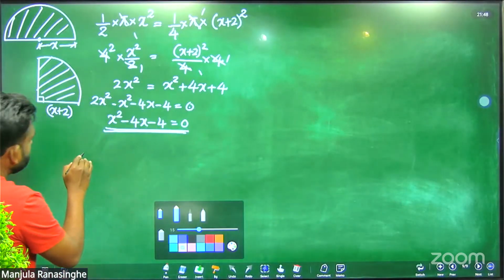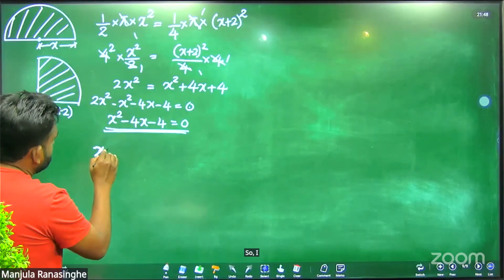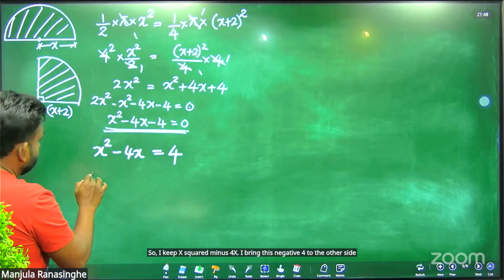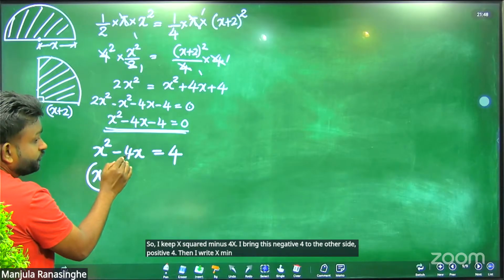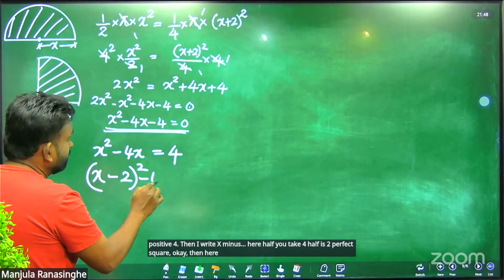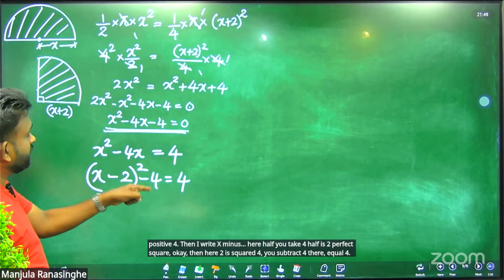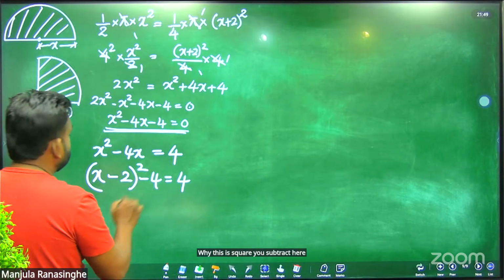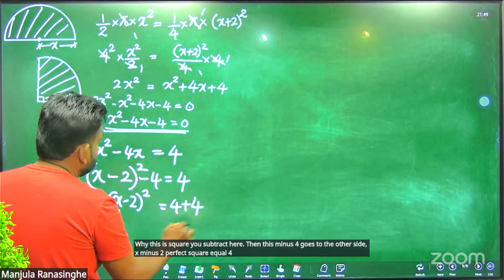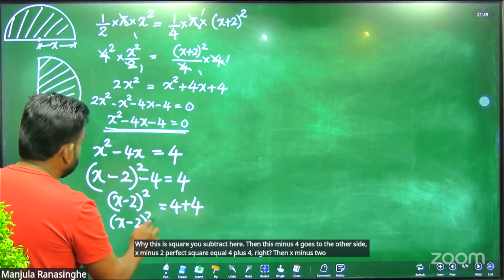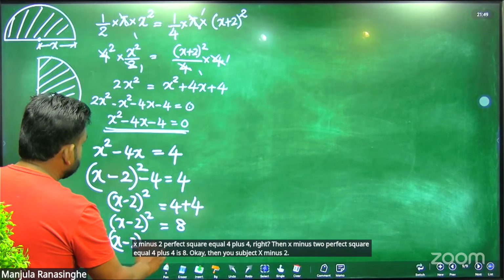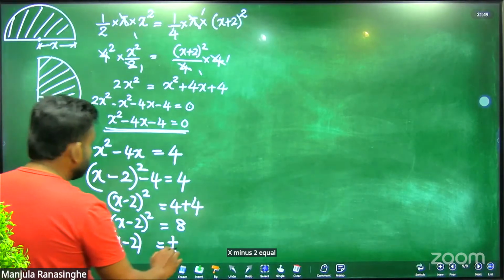How to do it? I keep x squared minus 4x and bring the negative 4 to the other side as positive 4. Then I write x minus half of 4, which is 2, a perfect square. Then 2 squared is 4, and you subtract 4 there, equals 4. Why subtract this squared term? Then this minus 4 goes to the other side: x minus 2 perfect square equals 4 plus 4, which is 8. Then you make x minus 2 the subject: x minus 2 equals plus or minus square root 8.